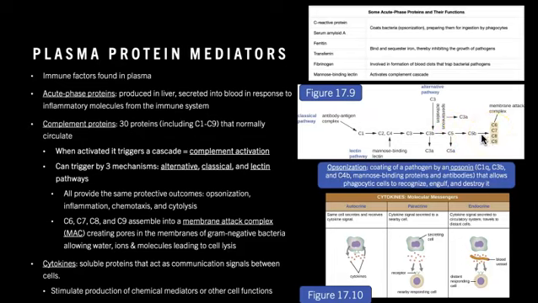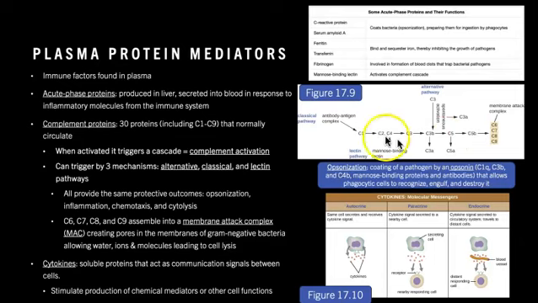The other pathway is going to be the classical pathway, and this is probably the most efficient way to do this, and it's going to really depend on if we have antibodies present. When we have those antibodies in place, we are going to be able to bind them to the pathogen, and it creates this antibody-antigen complex that then is going to incorporate the C1 protein, and that complex becomes activated, and we are going to then be able to continue down the cascade to our end goal.